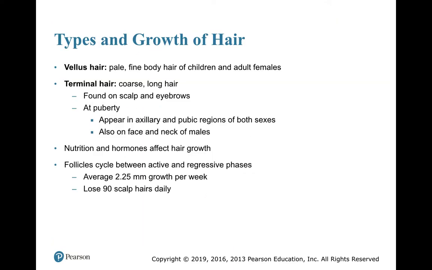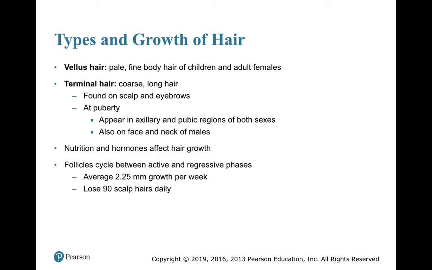There are several different kinds of hair, and they grow several different ways. Vellus hairs are pale, fine body hairs found on children and adult females. Terminal hairs are coarse, long hairs. They're found on our scalp and our eyebrows. At puberty, terminal hairs also begin to appear in the axillary and pubic regions in both sexes and on the face and neck of males.